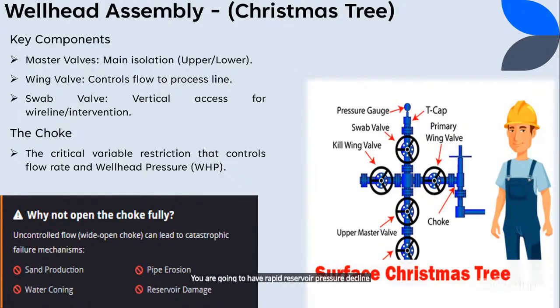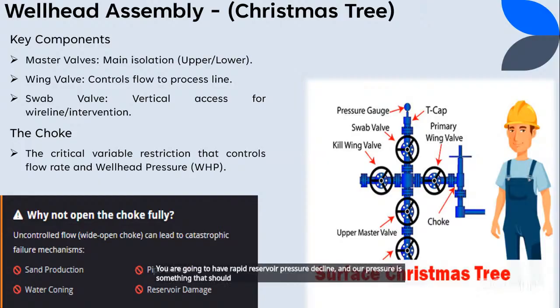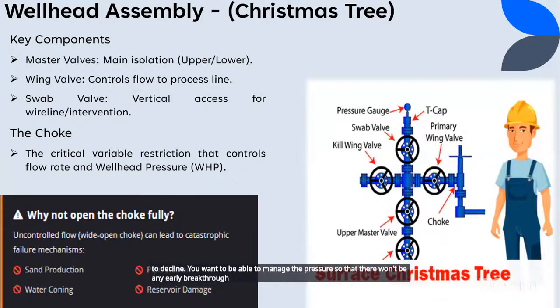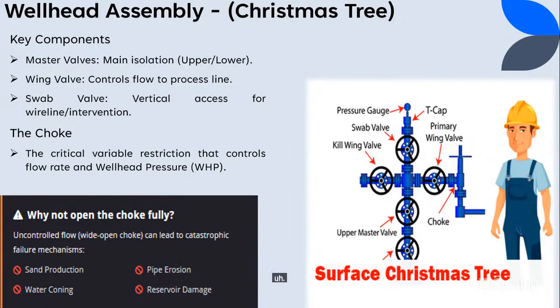And our pressure is something that should be managed throughout the life of the well. Pressure is one of the energy boosts that actually brings this fluid to the surface. So you don't want it to decline. You want to be able to manage the pressure so that there won't be any early breakthrough, either gas breakthrough early enough or water breakthrough. So you want to manage your pressure. So opening the choke fully would lead to rapid reservoir pressure decline.